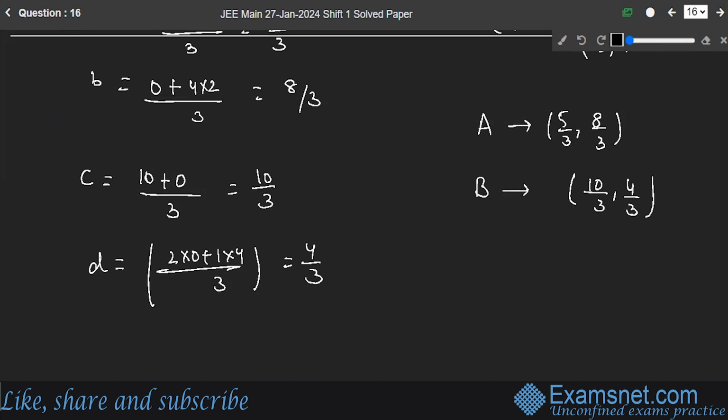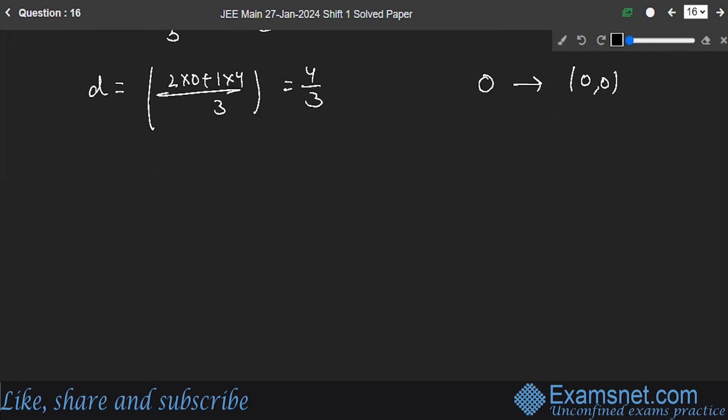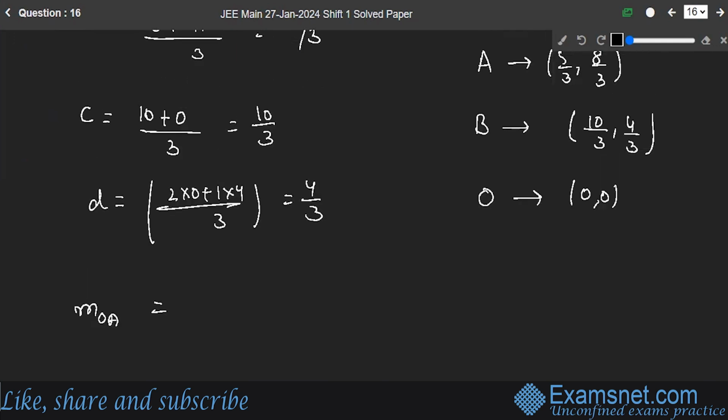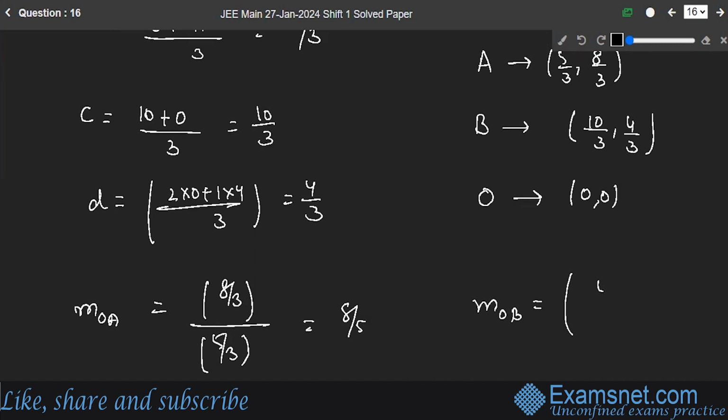Now let's go on. We have the point origin (0, 0). Let's find out the slope of OA. This is given by (8 by 3 minus 0) upon (5 by 3 minus 0). This is equal to 8 by 5. Similarly, the slope of OB is given by 4 by 3 upon 10 by 3, which is equal to 4 by 10, or this is equal to 2 by 5. I got the slopes of both of them.